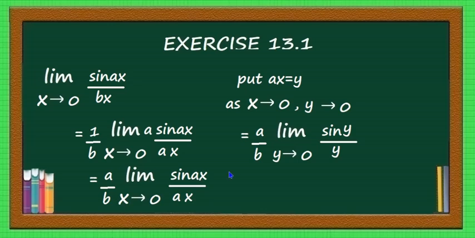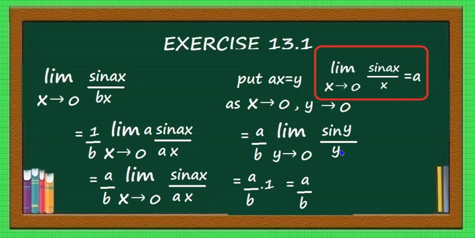Instead of x tending to 0, you can replace it by y tends to 0, and this is of the form limit as x tends to 0 of sin x by x, and that is equal to a by b into 1, and that's equal to a by b. And you remember this formula: the limit as x tends to 0 of sin ax by x is equal to a. It is better you memorize this result. Whenever the problem comes, you can apply this result directly. You should remember this formula, and if the problem comes, you can directly apply this result.